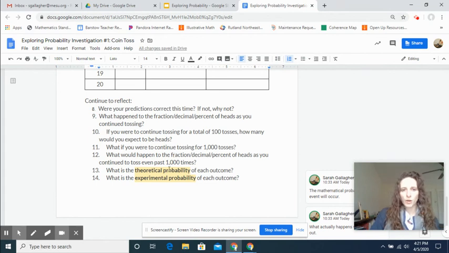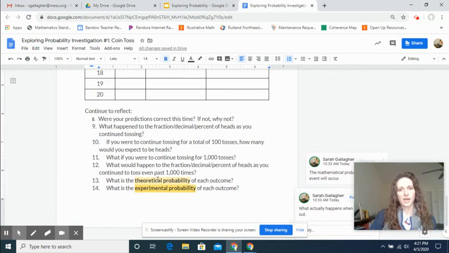The theoretical probability is like, in a perfect world, if exactly what should happen happens every time, what would the probability be of getting heads? What would the probability be of getting tails? For question 14, the experimental probability is what actually happened in your experiment in real life.